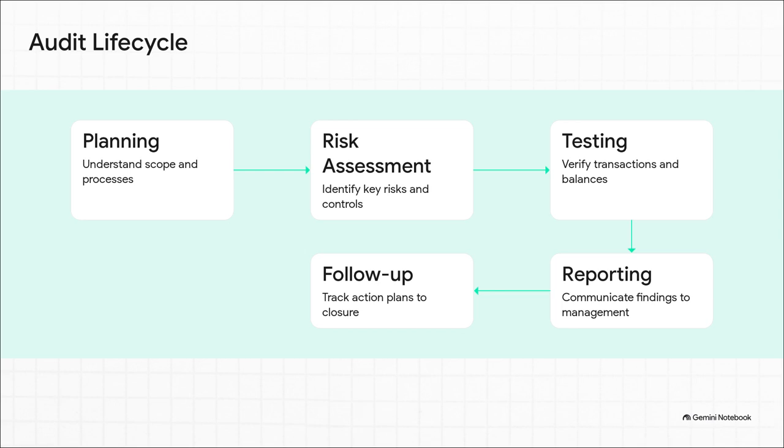This is where you roll up your sleeves, test controls, verify transactions, and analyze exceptions. Step 4 is reporting, communicating your findings, and formulating a rock-solid management action plan. Finally, Step 5 is the follow-up. You track the action plan and retest the controls to ensure those vulnerabilities are officially closed.